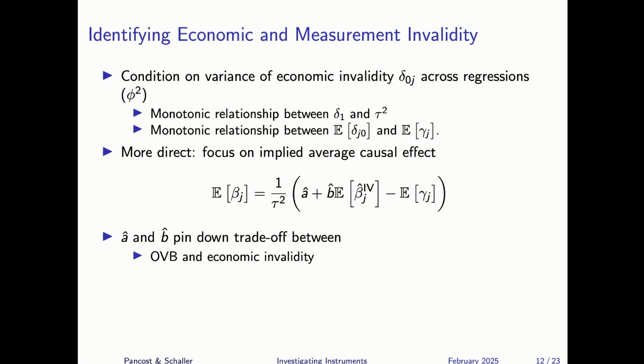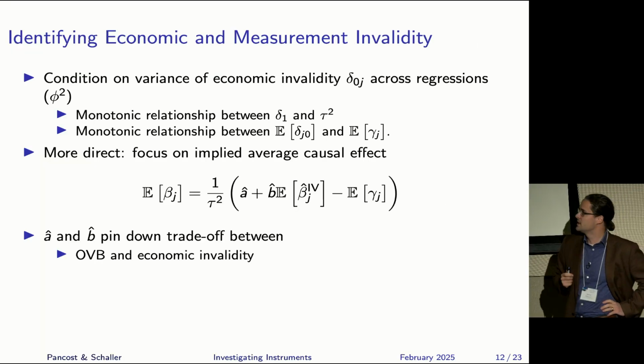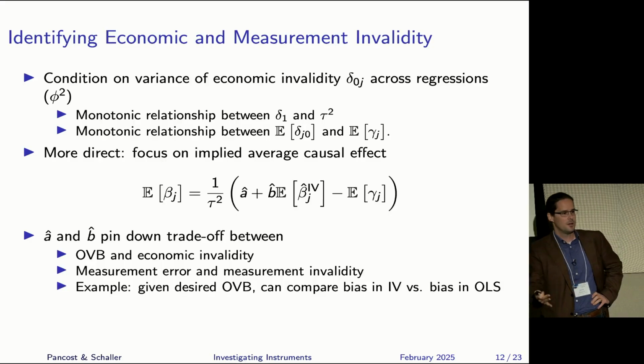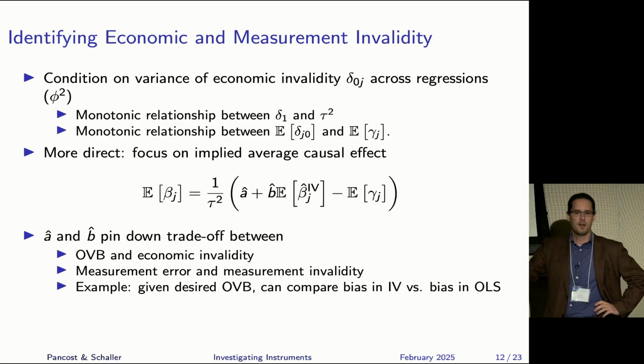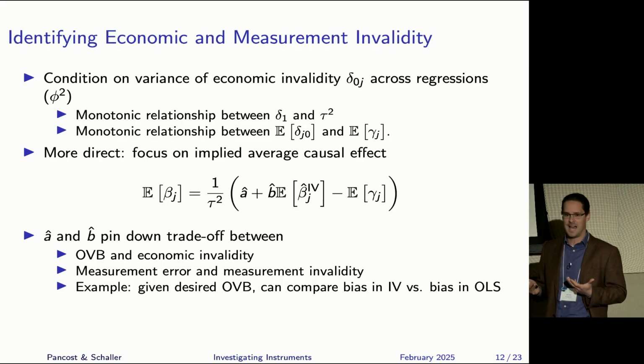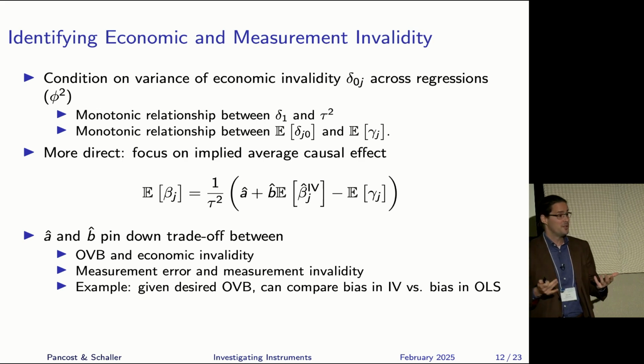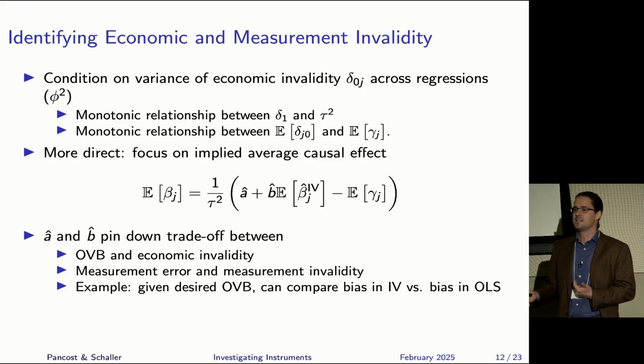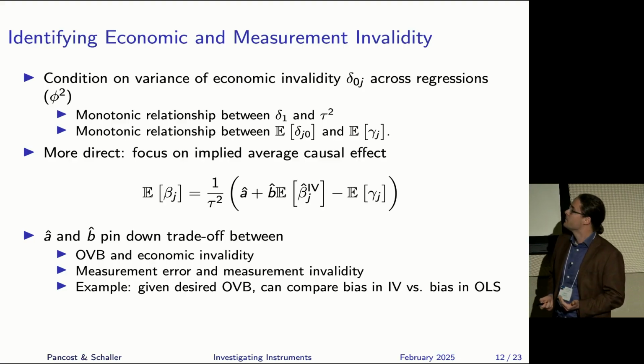Okay? So the meta-regression estimates are going to pin down the trade-off between omitted variable bias and economic invalidity, and the measurement error and measurement invalidity. And this is always a flavor of, you tell me what omitted variable bias you think it is, and I'll tell you what the bias in the OLS and the IV are. For example, if you know the omitted variable bias is positive, then I can tell you how biased your instrument is, and I can compare that directly to the bias in the OLS that you started with.